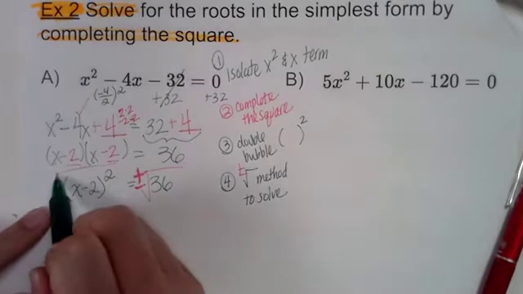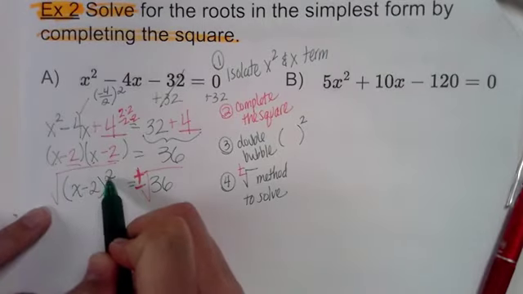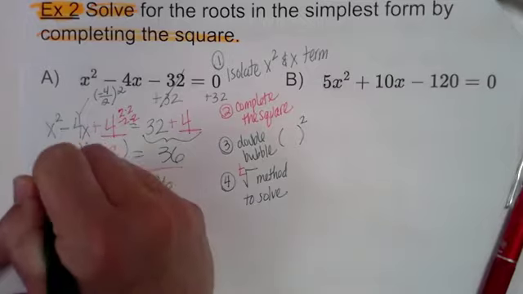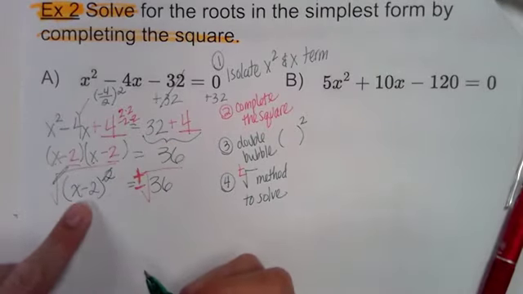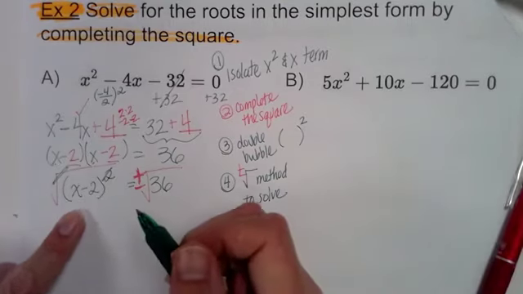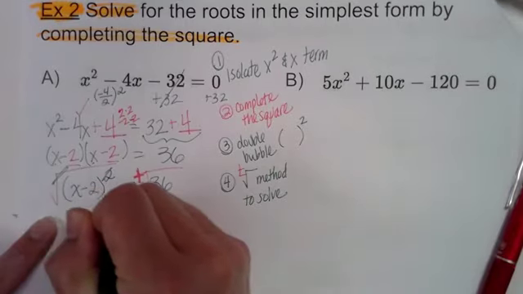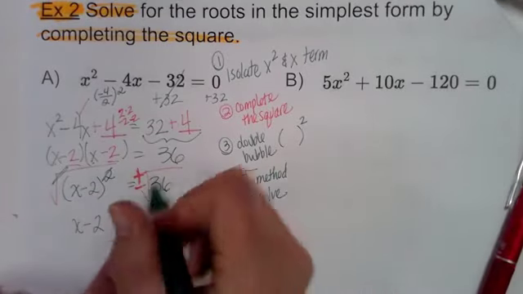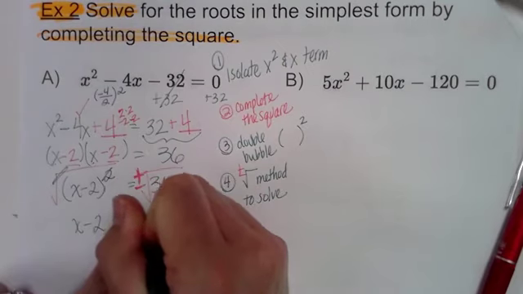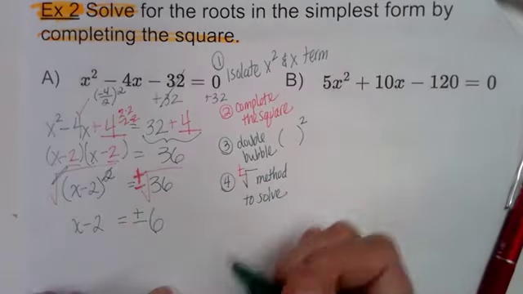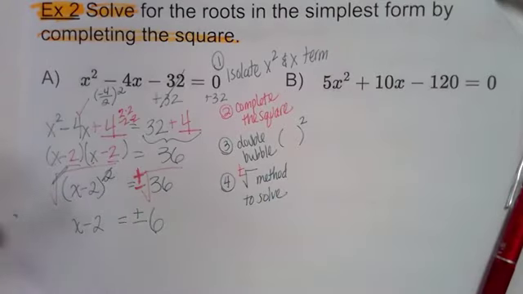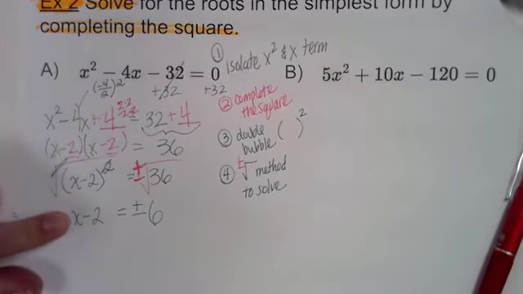What happens when we take a square root of something squared? They cancel each other out; they undo one another. What are we left with? Plus or minus (x minus 2) equals plus or minus 6. We only need one set of those plus or minuses. x minus 2 equals plus or minus the square root of 36. What's the square root of 36? 6. Very good.